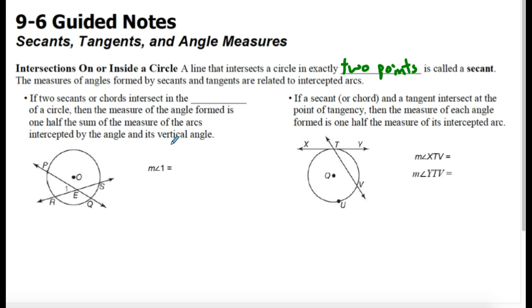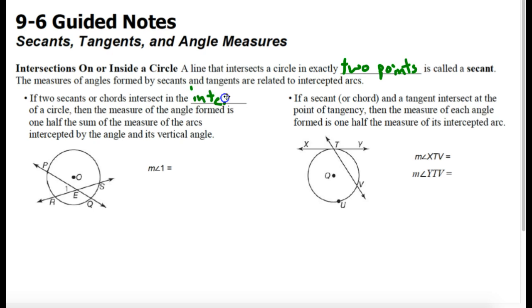All right. So there's a lot of information on this page here. I would write down our definition of a secant and then each of these two properties here. You don't need to write down everything word for word, but make sure that you get the important information down in your notes.